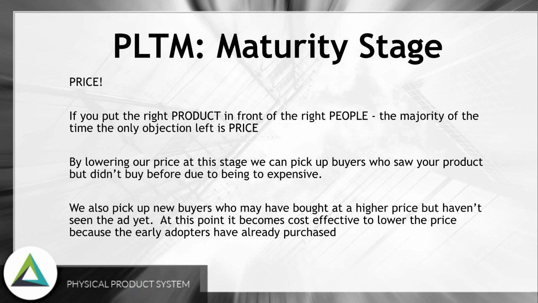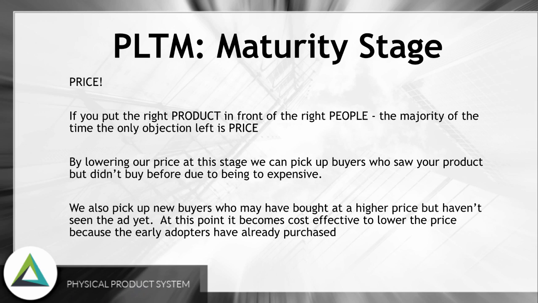So you might have somebody that got an ad right away in their newsfeed and didn't purchase. Now they click to your website, they showed intent, you might have even retargeted them, but they still haven't purchased. And what is the last thing that would cause them not to purchase? It's the price. Now some people just won't buy straight up, but a lot of people have an objection to the price. So we're going to lower the price at this stage, and we're going to pick up buyers who saw your product the first time around, but didn't buy because of that price.